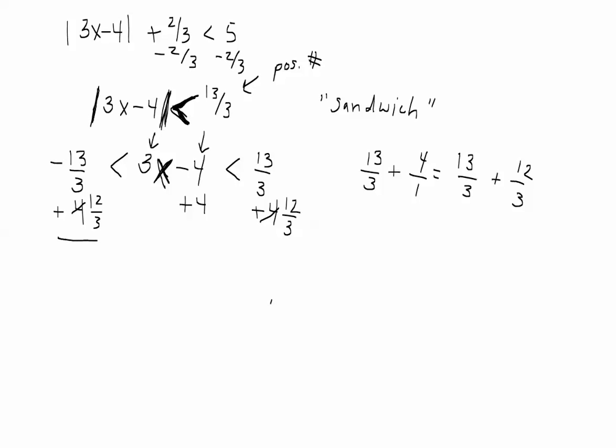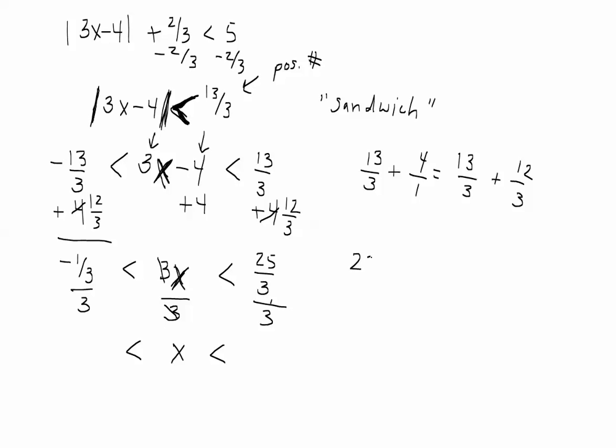Okay. So minus 13/3 plus 12/3 is a minus 1/3, less than 3x, less than, and 13/3 and 12/3 is 25/3. Still not done because the x has to be alone, so now I need to get rid of the 3 by dividing by 3, and you have to divide all three sides by 3. That gives me x in the middle.